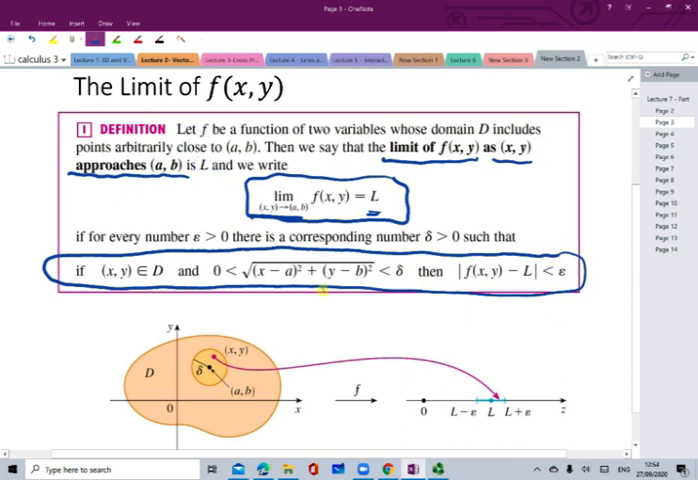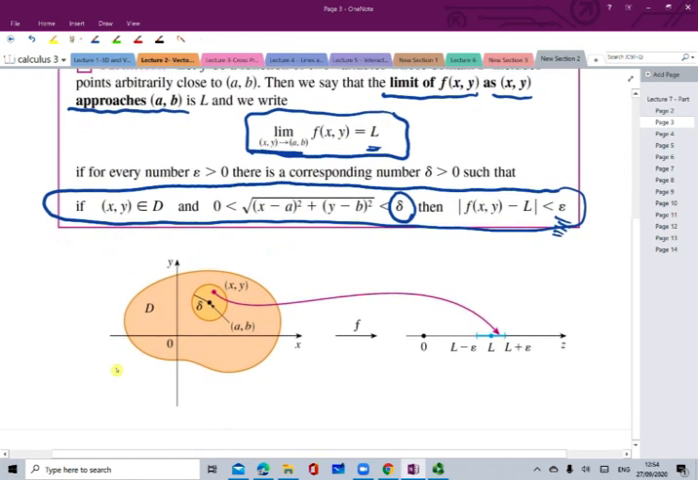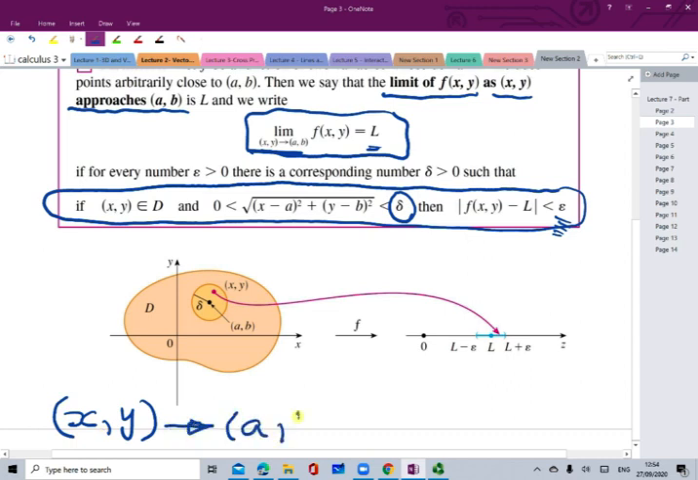So this is an equivalent: I want to approach the point from any distance delta from my point, and the range of the function will lie within this range epsilon. It is the same. So let's say we are talking about a limit of a function, if I'm approaching from any point xy to the point AB.